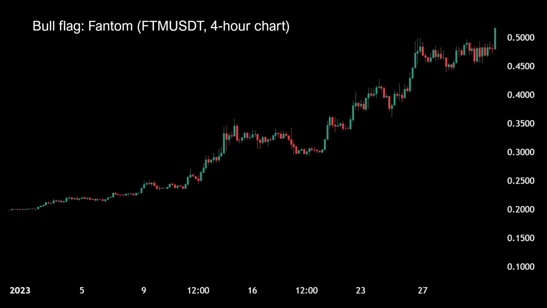Let's now move on to flags. And for this example, we're looking at a bull flag on the Phantom 4-hour chart. With flags, the same logic applies as with pennants. They happen after a big price move, and they often tend to lead to continuation of that move in the same direction. The only difference is the pattern.